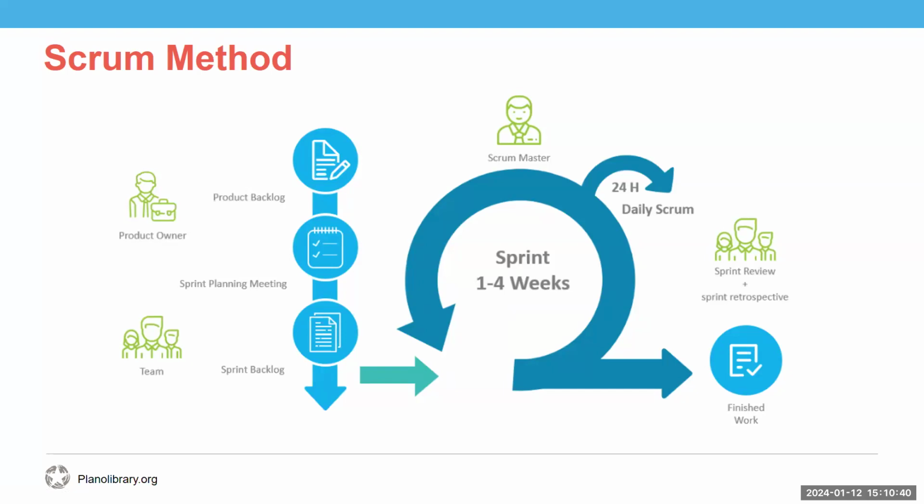So you get the information from the product backlog, you plan it all out in the sprint planning meeting, which then feeds into the sprint backlog. You do the sprint for 1 to 4 weeks, you do a retrospective, and then you do the next sprint until the work is finished.